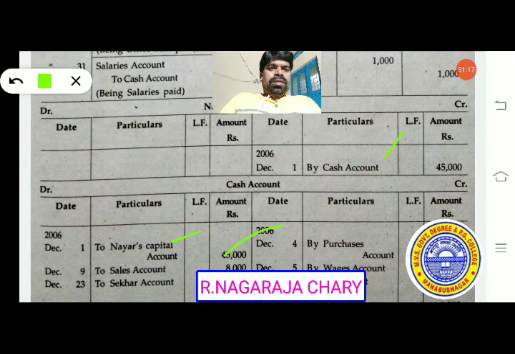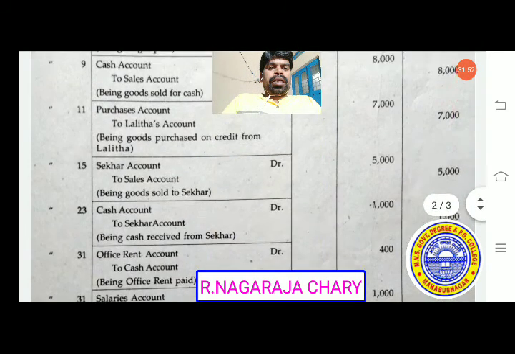Ledger is nothing but a bunch of accounts. A number of accounts will be prepared in a book, and that book is known as ledger. Each and every aspect is to be posted into the concerned account, so we have to know the summary of that particular transaction. That is why we have to prepare separately. That is cash account debtor to Nair capital account, the first entry.